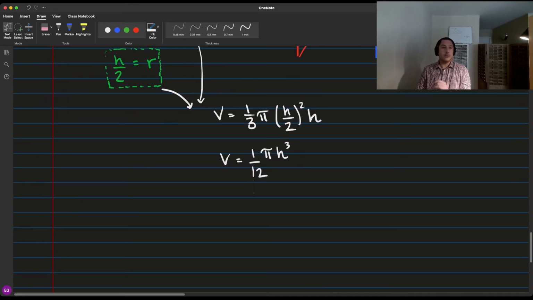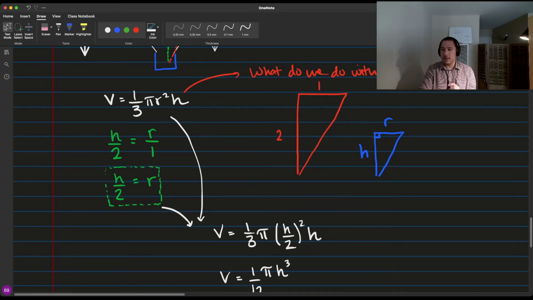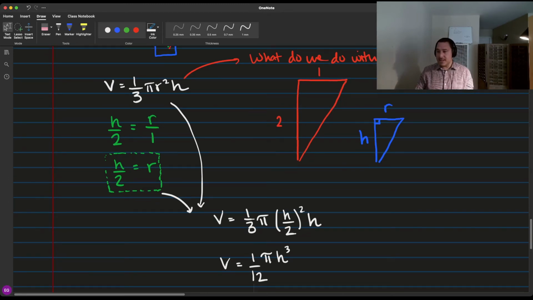Okay, now, how did I get 1/12? Because if you take the h over 2 and square it, you get h squared over 4. And then notice there's this 3 over here. And 3 times 4 is 12.